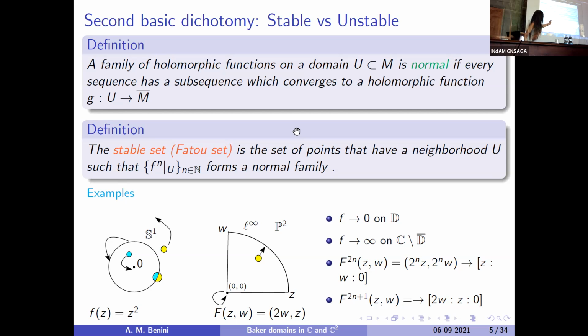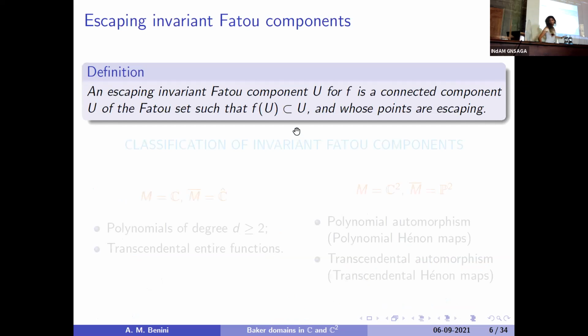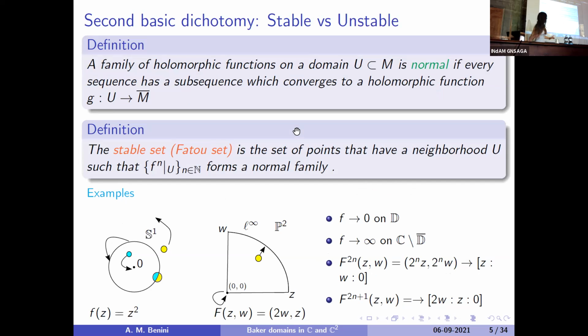What happens if you take the odd iterate? Something very similar. There's also a typo here. What happens is that you will have a 2^(n+1) here and a 2^n here. So you will converge to the point [2w : z : 0] in the projective space. No, there is no typo, it's actually correct. So you already took the limit.